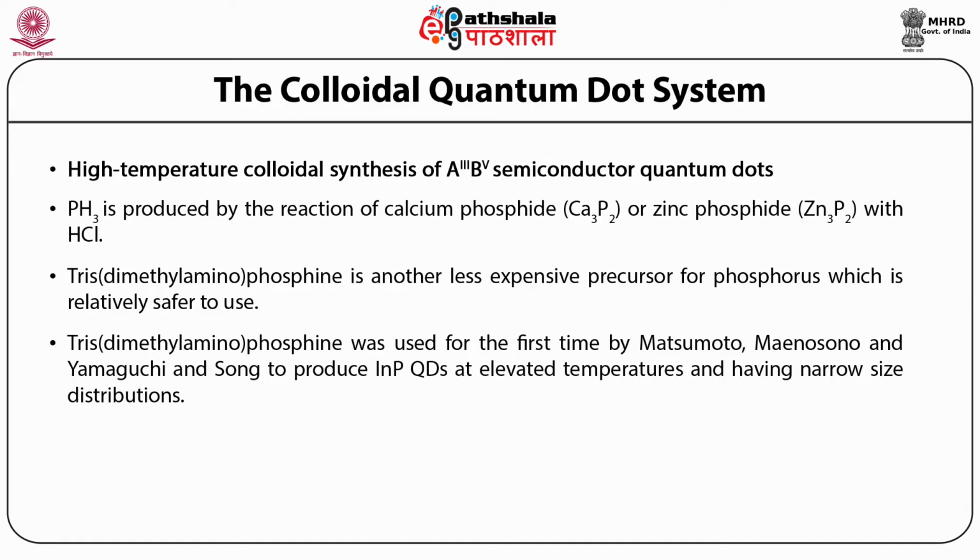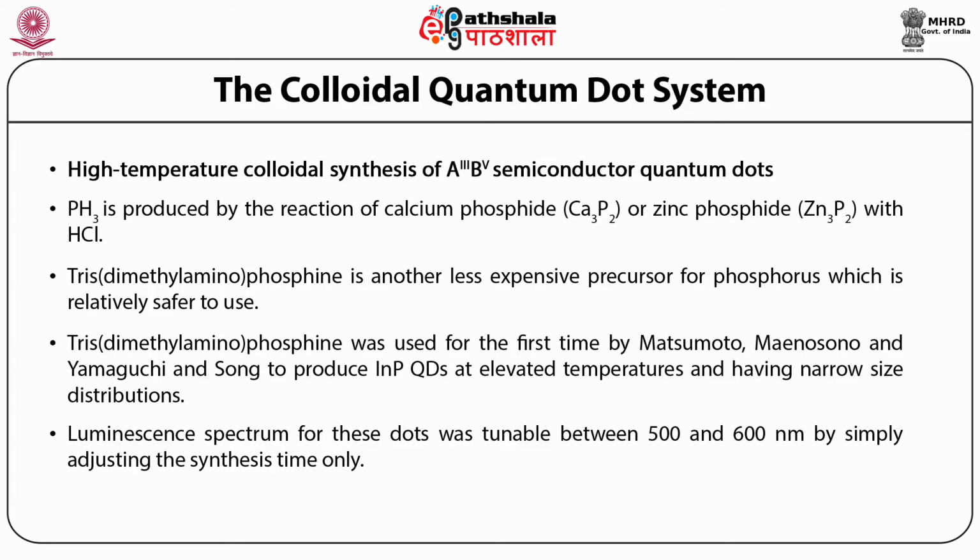Tris dimethyl aminophosphine was used for the first time by Matsumoto, Yamaguchi and Song to produce indium phosphide quantum dots at elevated temperatures and having narrow size distribution. The luminescence spectrum for these dots was tunable between 500 to 600 nanometers by simply adjusting the synthesis time only.